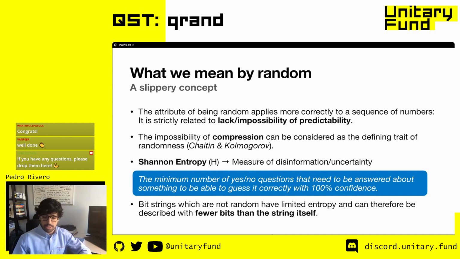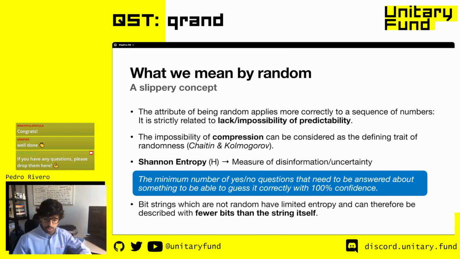So what do we mean by random? This actually turns out to be quite a slippery concept. The attribute of being random, as I just mentioned, is applied more correctly not to numbers, but to sequences of numbers. It is strictly related to the impossibility of predicting what the next number or the previous numbers were. Actually, there is a nice mathematical definition of randomness provided by Kolmogorov, which states that randomness is the impossibility of compression, for those of you who are familiar with these kinds of tools in computer science.